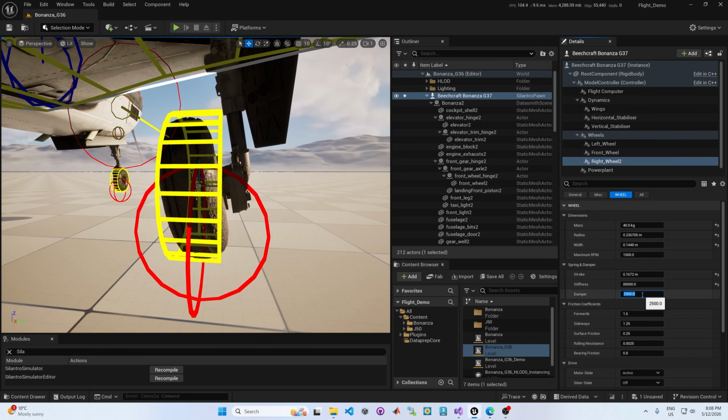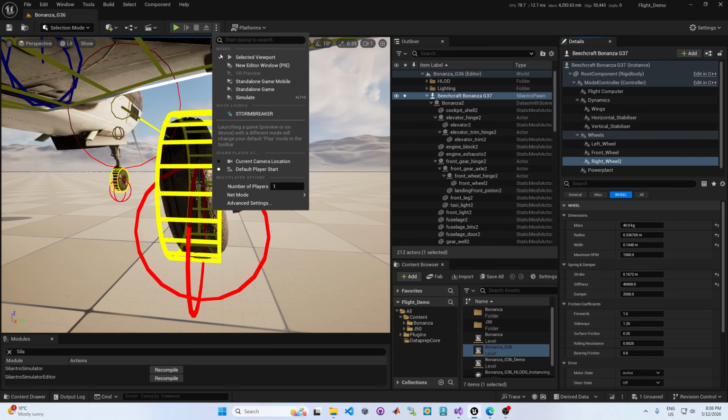The next thing is the damper. The damper is a coefficient that is related to the speed of compression. So this is used to, maybe I should just show this. If I go back to this and set this to 4,000 and I go to simulate.